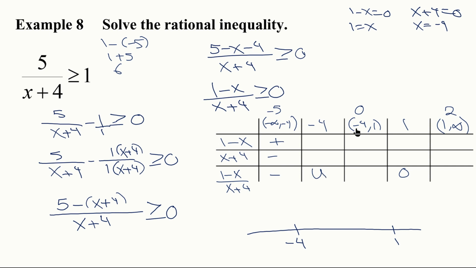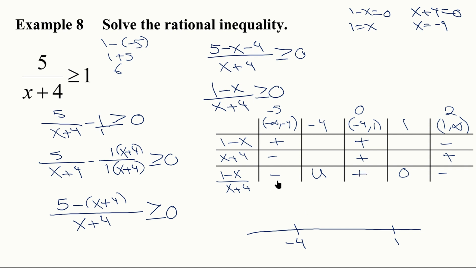Now we go here. From negative 4 to 1, we're picking 0. 1 minus 0 is positive. Be careful, okay? 0 plus 4 is positive as well. So what is positive divided by positive? Positive. We know this here is going to be 0, the quotient. Now for 2, 1 minus 2 is negative 1, so that's negative. 2 plus 4 is 6, so that's positive. What is negative divided by positive? Negative. We're interested in the zones where the quotient is either 0 or positive, right?